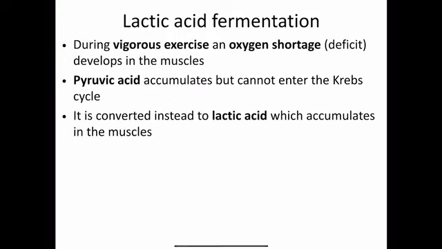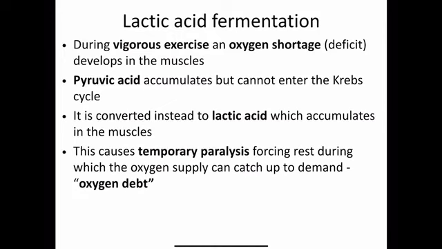Instead, we make lactic acid, which then sits in the muscles. That lactic acid creates a temporary or partial paralysis that forces the muscle to rest, forces the muscle to stop working. And when the muscle stops working, it allows the oxygen concentration in the muscle to increase. That is what is known as the oxygen debt. It's the amount of oxygen that is required to convert whatever lactic acid has been produced into carbon dioxide and energy.